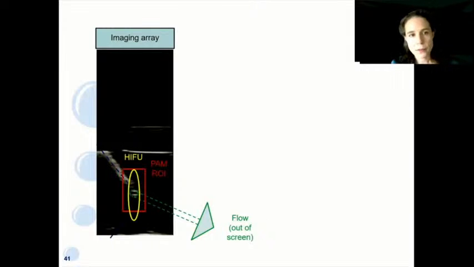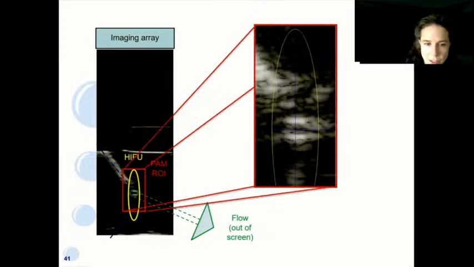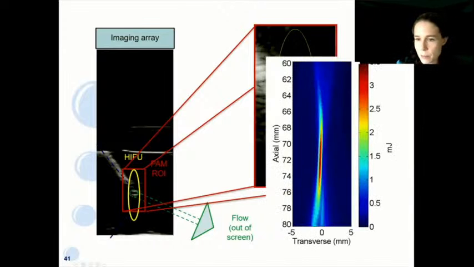So just to give you an example of this, this is an ultrasound B-mode image of a piece of tissue, and we're able to overlay our cavitation map on top of that, and we can check that our most intense cavitation activity is occurring within our focal region that's been lined up with our treatment zone. So we can make sure in real time the cavitation is occurring where it needs to be.